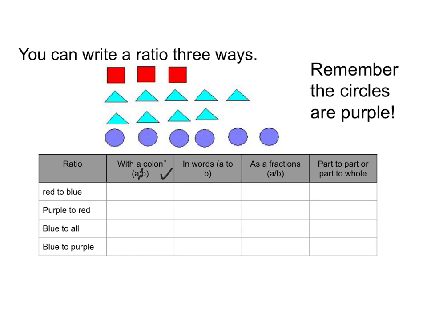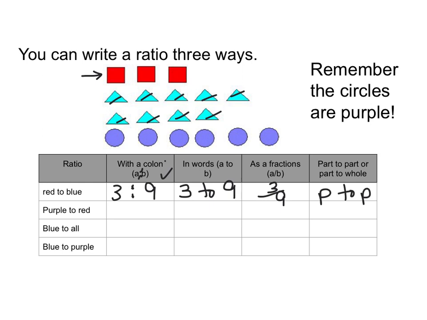Let's start with the first one. It said red to blue. We have 3 red, and I'm going to put the colon. And blue, we have 1, 2, 3, 4, 5, 6, 7, 8, 9. So 3 to 9. That would be red to blue. I wrote it with a colon, but you could write it as 3 to 9, and you could also write it as 3 over 9. Because this is color to color, that's going to be a part to part.